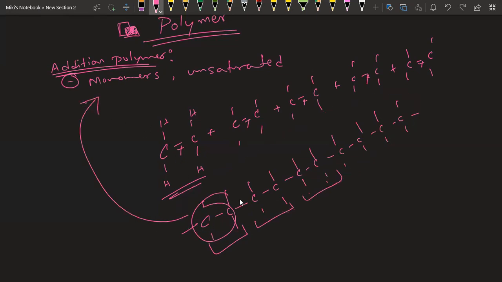Polymer means a large chain of the same type of monomer or molecule which repeats itself, forming this sort of thing. For example, polyethylene: this is the structure of polyethylene. You initially have the ethene, and when you polymerize it, you get the polythene bags which we use for groceries, shopping and other things. Those polythene bags are made from such polymers.